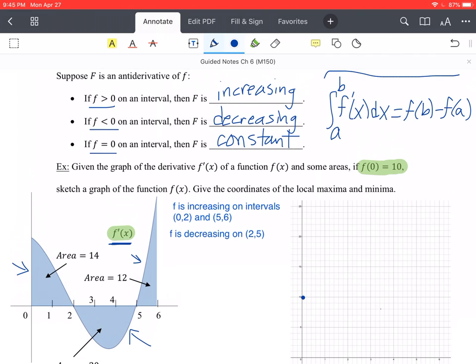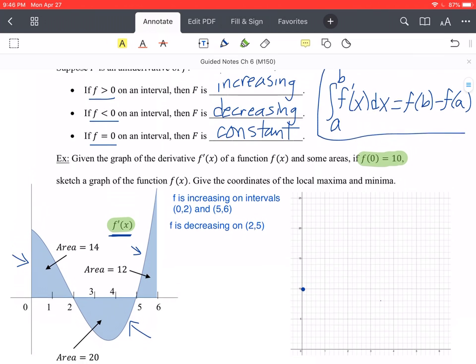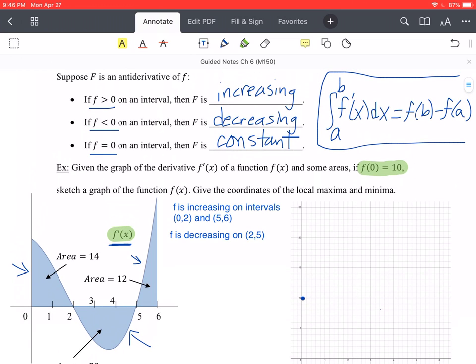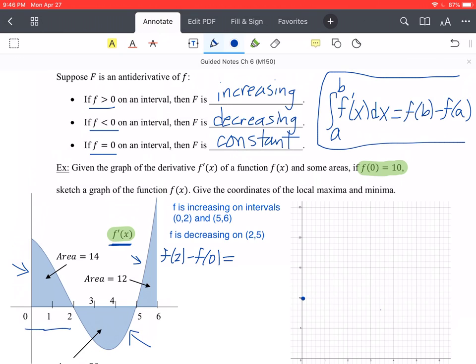Okay, so just a side note over here, that was the fundamental theorem of calculus. And now we can go ahead and utilize this formula in addition to understanding the relationship between the integral and an area. So from the fundamental theorem, let's start with the first interval, from 0 to 2. So we have f of 2 minus f of 0. By the fundamental theorem, that must be the integral from 0 to 2 of f prime of x dx.